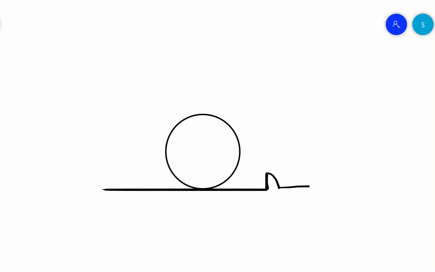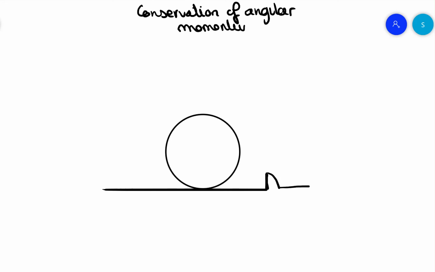This is the first example for the conservation of angular momentum. Okay, so the problem that we are solving is a wheel that is rotating and translating. So we use the velocity at the gravity center without slipping.